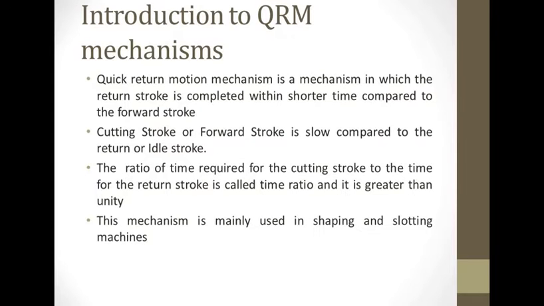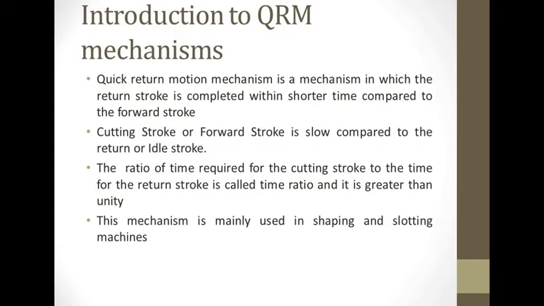So, introduction to quick return motion mechanism. A quick return motion mechanism is a mechanism in which the return stroke is completed in a shorter time compared to the forward stroke. You must know that in a mechanism there will be two strokes. One is the cutting stroke or the forward stroke, and the other is the return stroke, which is the idle stroke. The cutting stroke is where the cutting of the metal takes place, and the return stroke is where there is no cutting action.